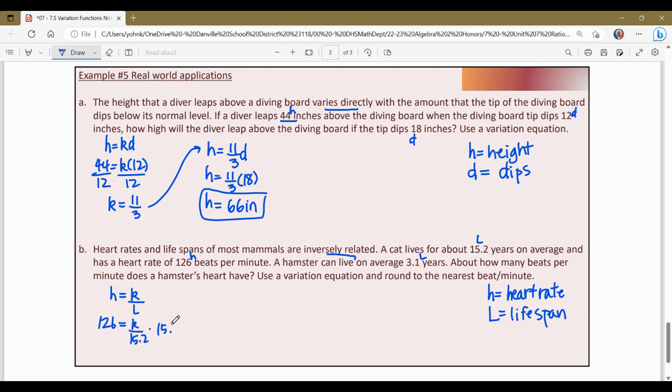I can multiply both sides by 15.2. And I get a K value of 1915.2. So now I can take that and I can say H equals 1915.2 over L. I now have a hamster living 3.1 years, so H equals 1915.2 divided by 3.1. And it says round to the nearest beat per minute. When I divide, I get 618 beats per minute. Holy cow, that hamster's heart is beating fast. Crazy.